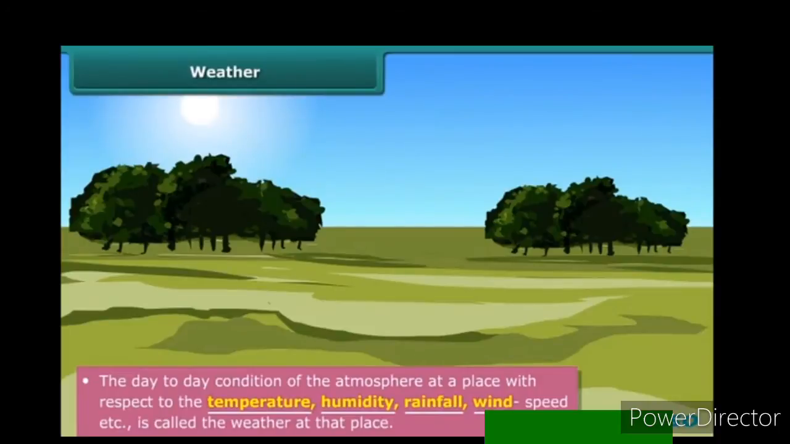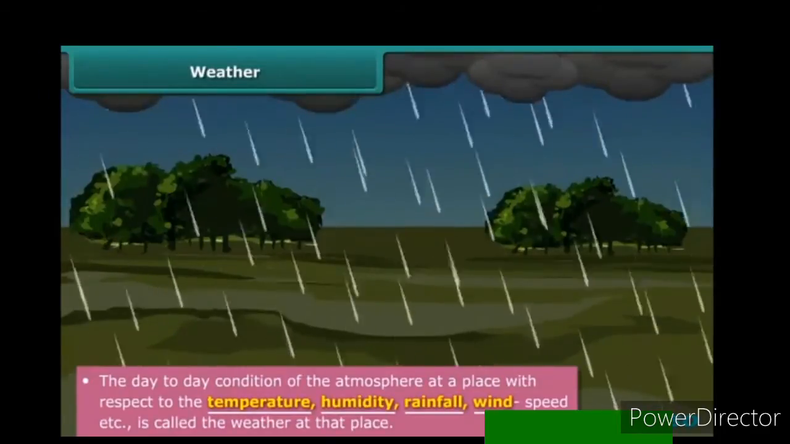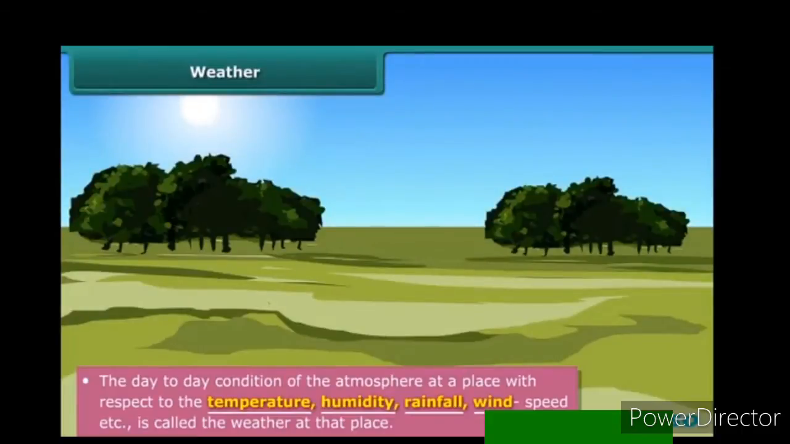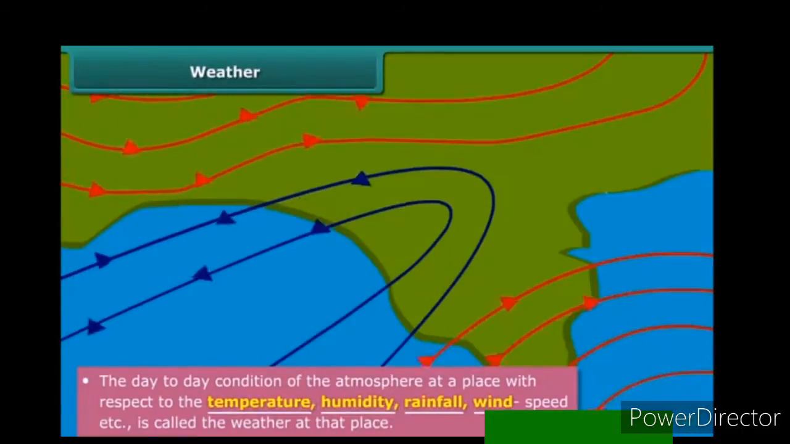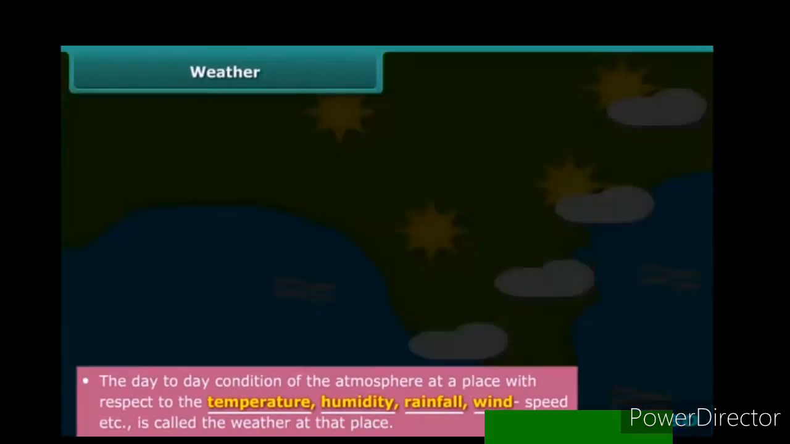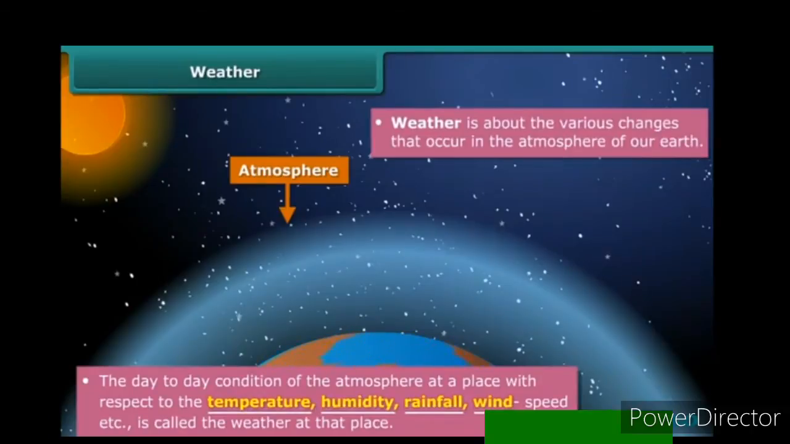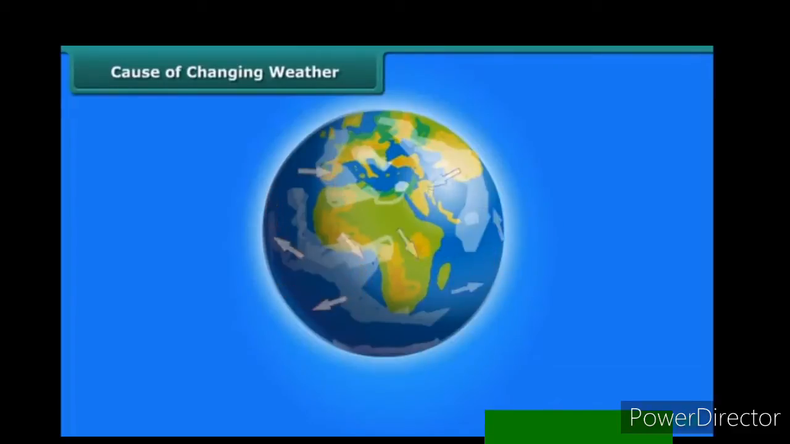See weather. The day-to-day condition of the atmosphere at a place with respect to the temperature, humidity, rainfall, wind speed, etc. is called the weather at that place. Temperature, humidity, rainfall and wind speed are the causes by which weather of a particular place varies.